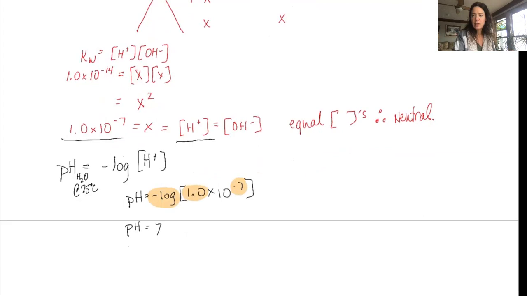You have to learn to predict. Is it going to be 7, less than 7, greater than 7? As this number increases, the pH value decreases.